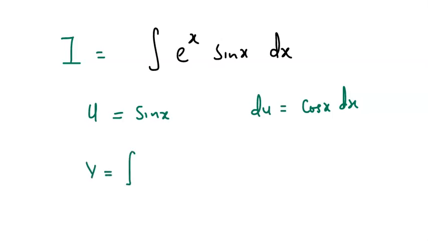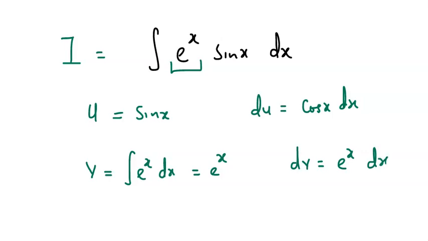Our v will be the integral of e raised to the power of x dx, and we can see this here. We know this is a very stubborn guy: both the derivative and the integral remain the same, so we have e raised to the power of x for v. Differentiate both sides, we get dv is also equal to e raised to the power of x dx.